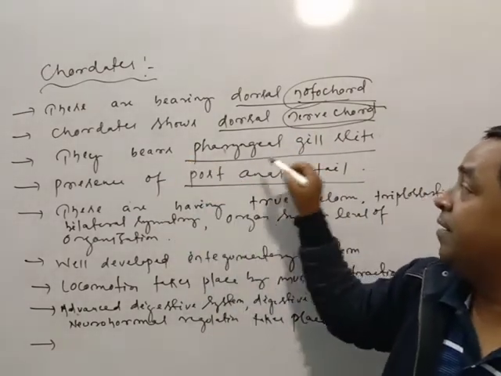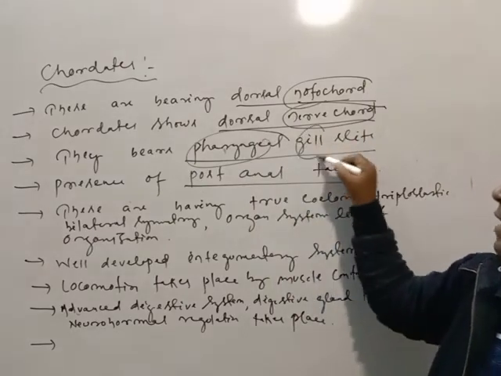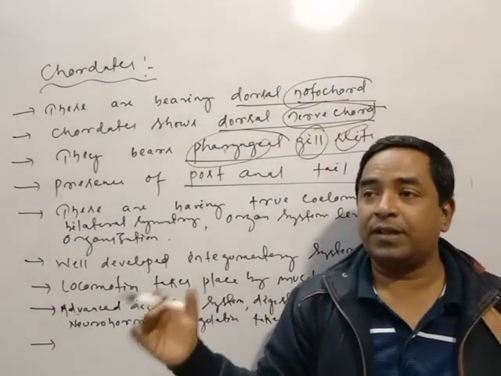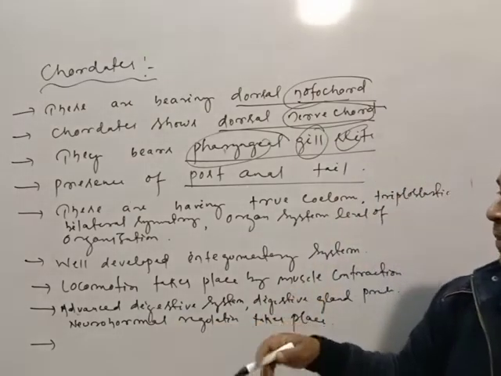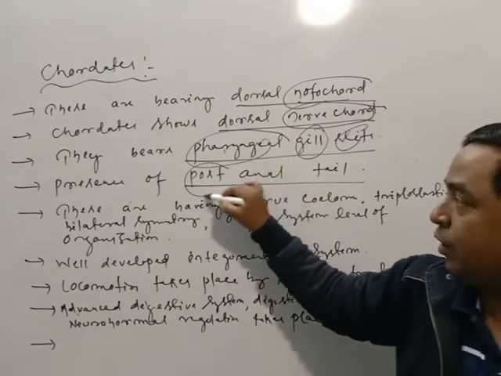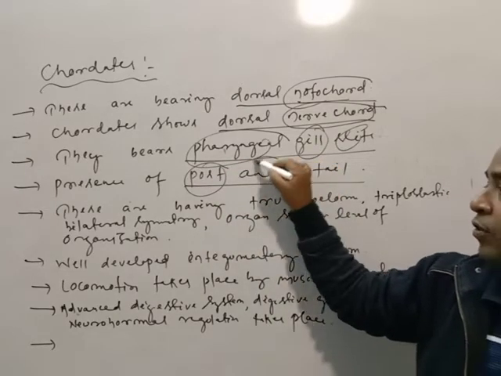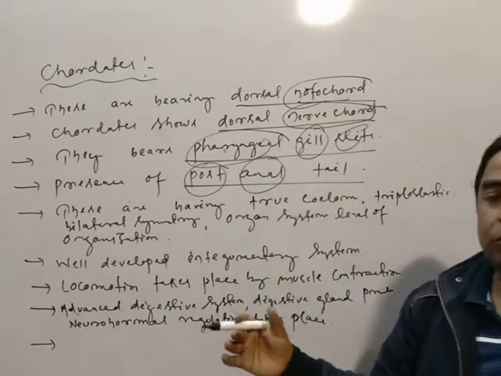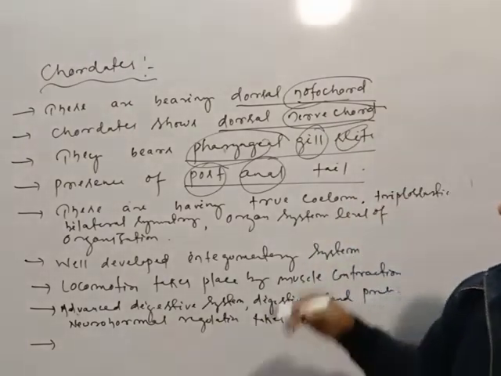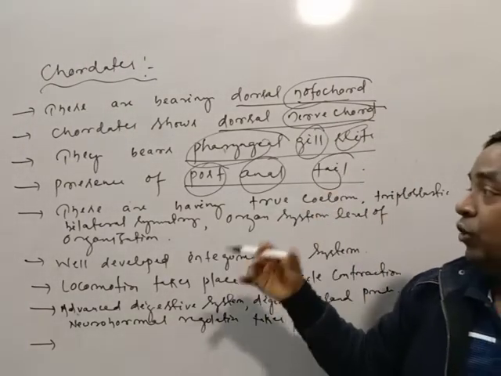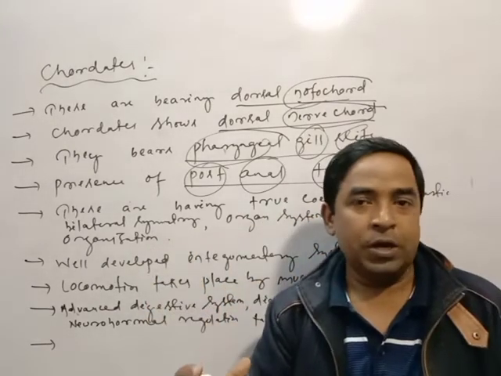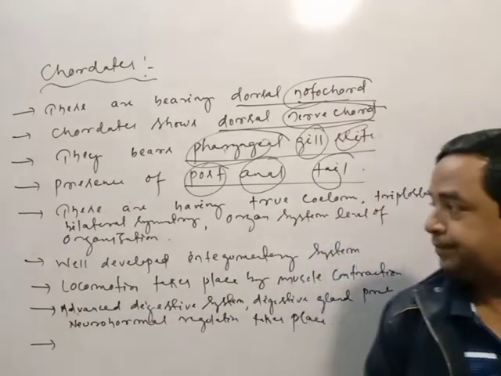They bear pharyngeal gill slits, which are structures for gaseous exchange. And they bear a post anal tail. Post means after. Anus means the aperture through which undigested food materials are released out. We don't possess a tail, but our caudal bones are fused to form the coccyx.